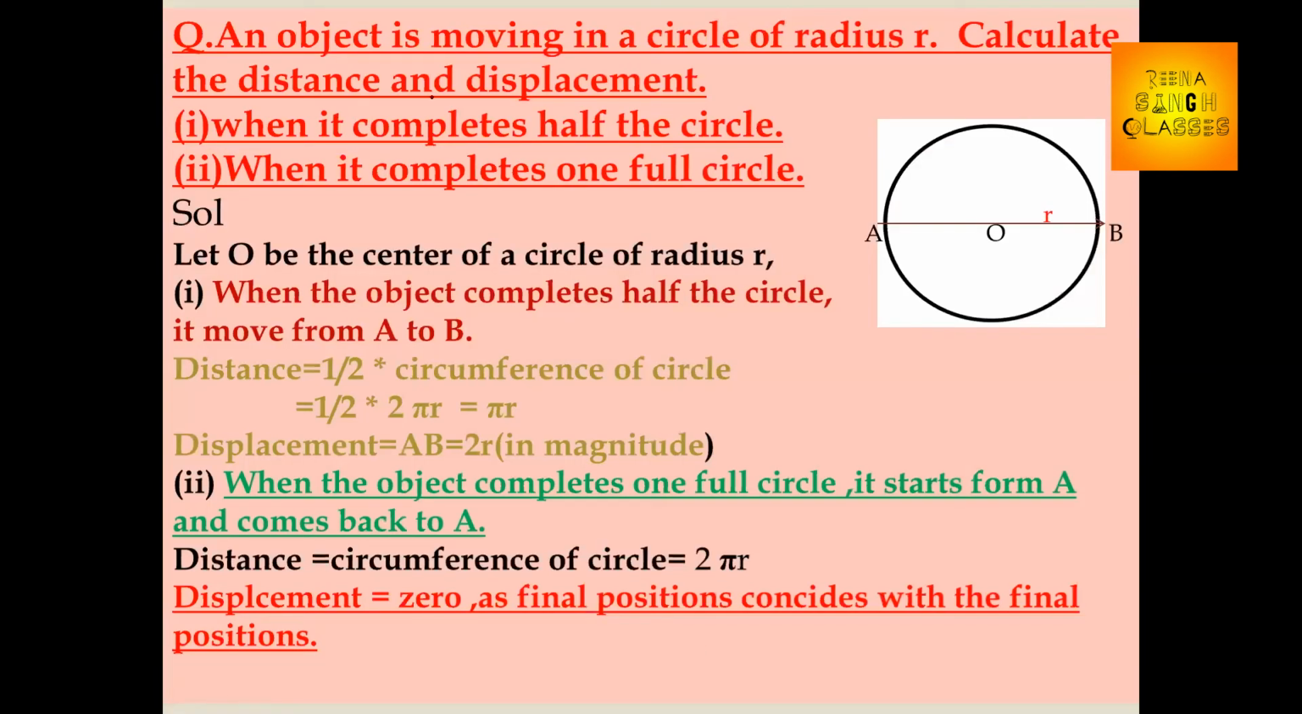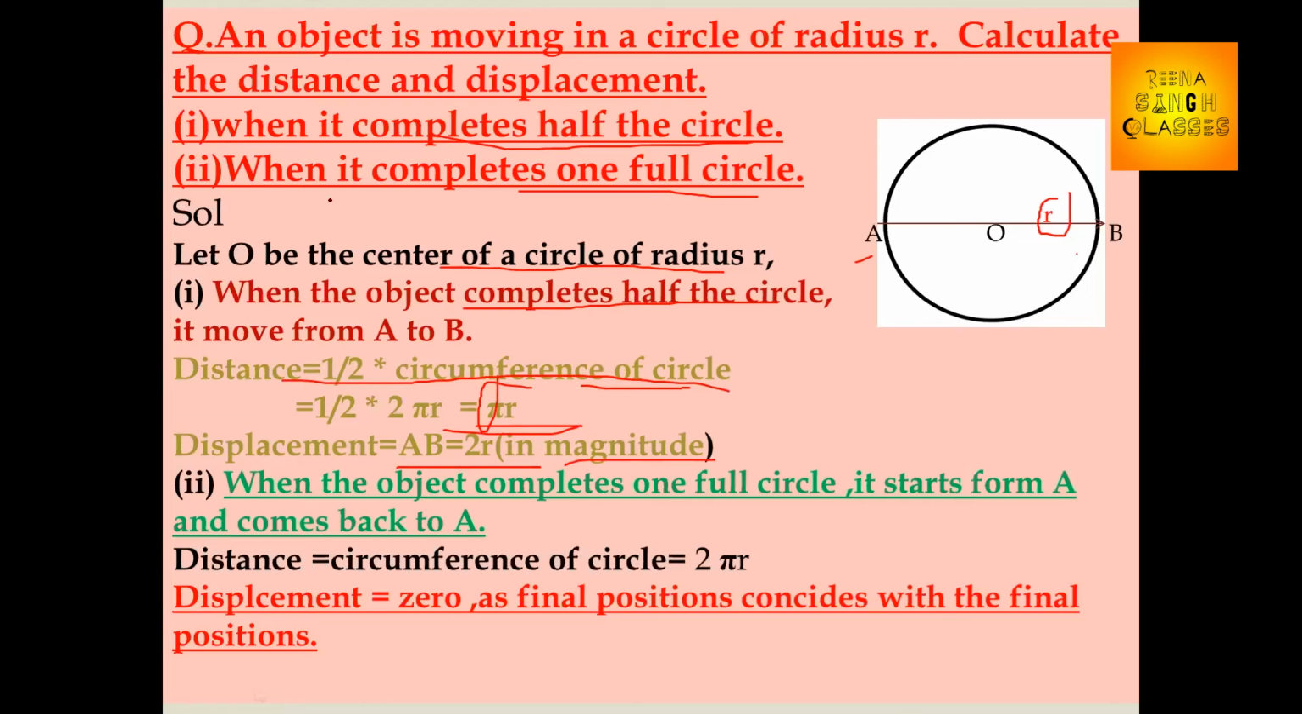Next example, an object is moving in a circle of radius r. Calculate the distance and displacement when it completes half the cycle, and when it completes one full circle. First, we are going to solve when it completes half the circle. Let O be the center of the circle of radius r. When the object completes half the circle, it moves from A to B. So in this case, distance is equal to half into circumference of circle and we will get pi r. What is the displacement? Displacement AB is equal to 2r, which is the diameter of the circle.